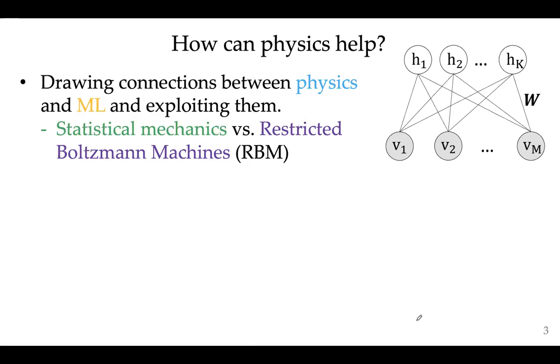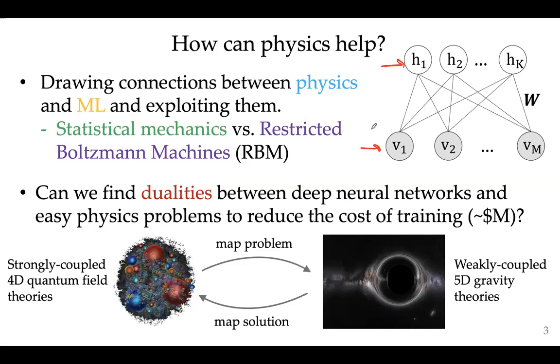For example, in the following slides, I will talk about statistical mechanics and how they are related to the unsupervised machine learning models, restricted Boltzmann machines. This architecture is actually an RBM. There is a hidden layer and a visible layer. We will go into details later. So let's continue. One question that I can raise at this point is, can we find dualities between deep neural networks and easy physics problems to reduce the cost of training?